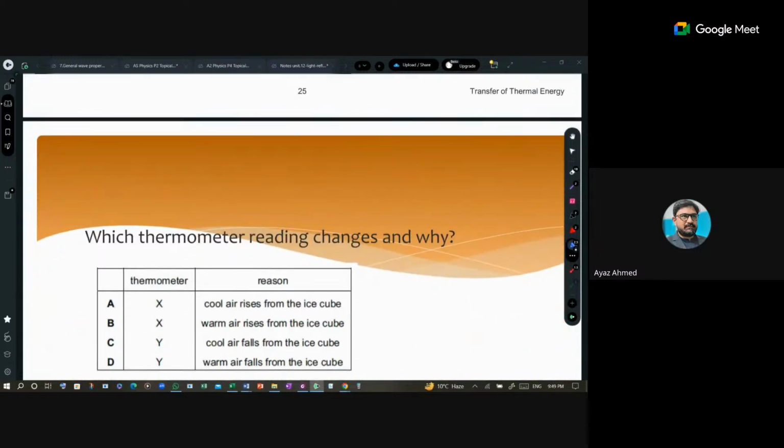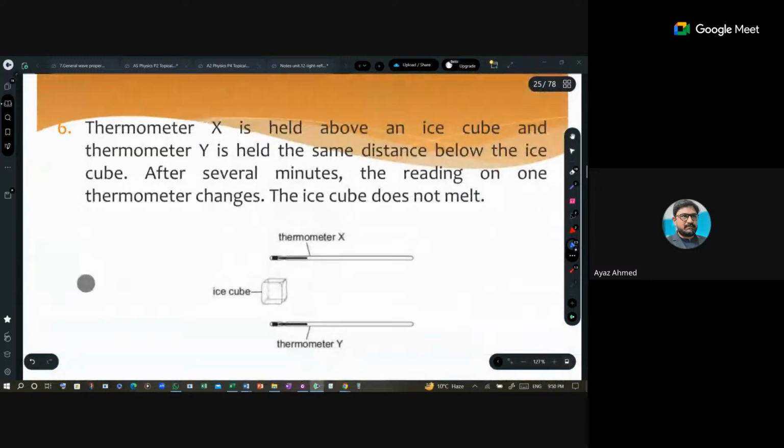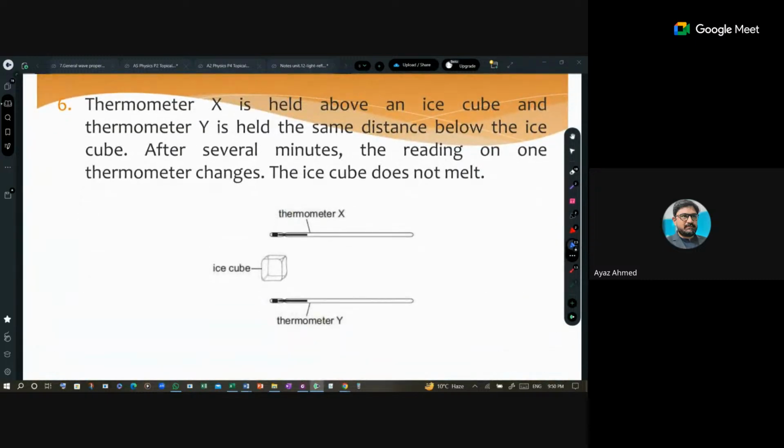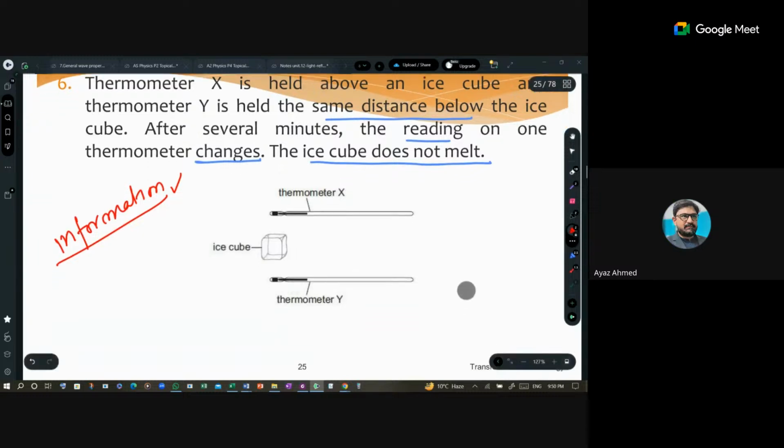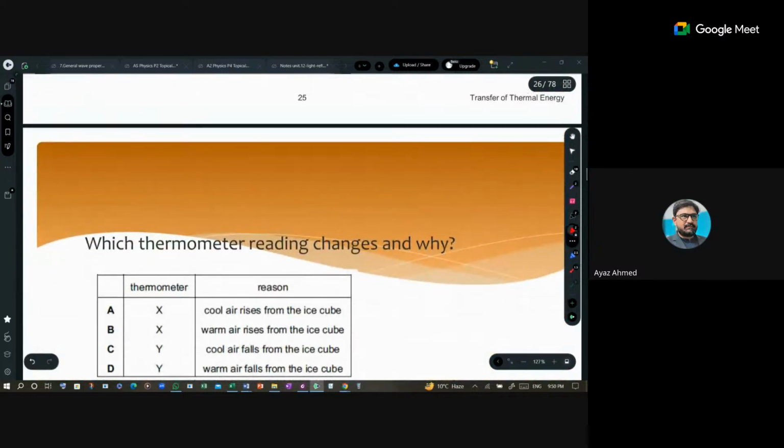Oh, very good. Great. Let's check the question. Thermometer X is held above the ice cube and thermometer Y is held at the same distance below the ice cube. After several minutes, the reading on the thermometers changes. The ice cube does not melt. These are all the conditions. Is this slide clear? I'm going to move. This is the information slide. I will move to the question slide. Is this information clear? Yes, sir. Should I move to the question slide? Yes, sir.